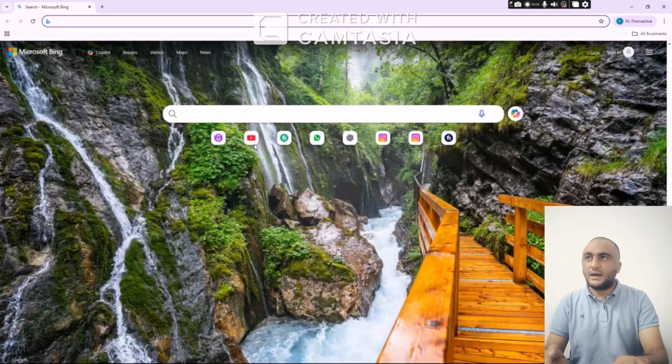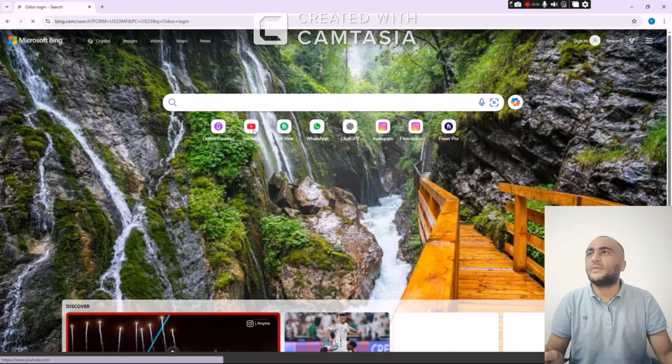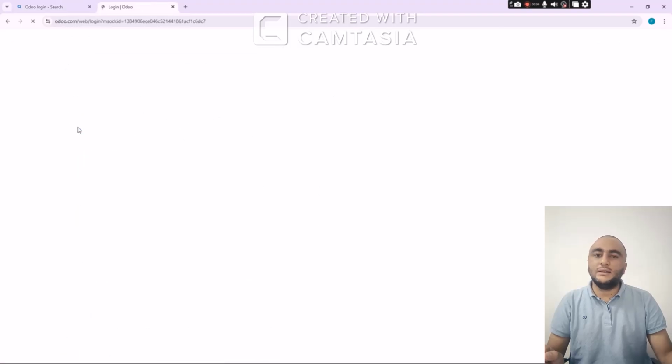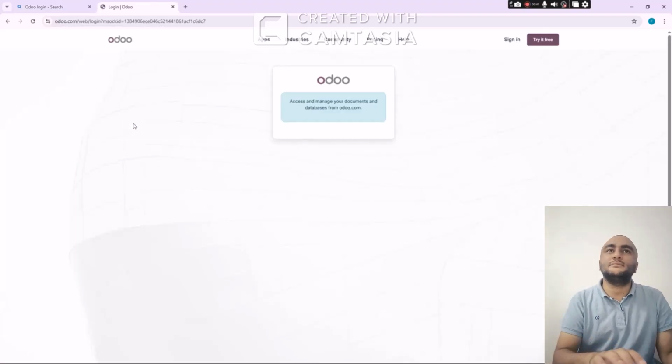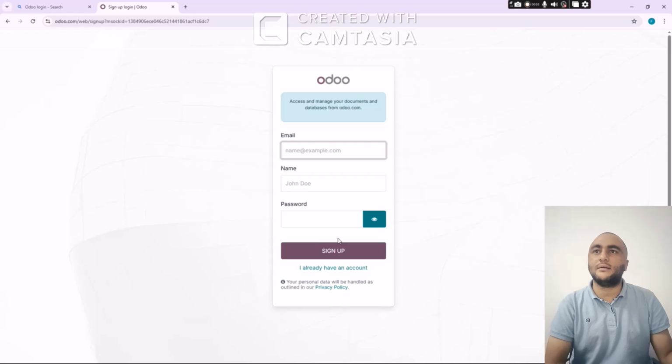You just have to write Odoo login on any browser. This interface you will get on the main website of Odoo. You have to click here on login, and then if you don't have an account, if you have an account, you can enter your email, password, and then sign in. If you don't have an account, then you have to click here.